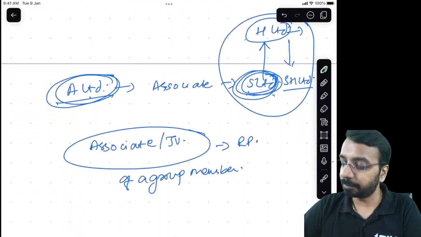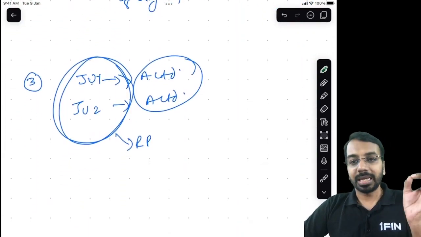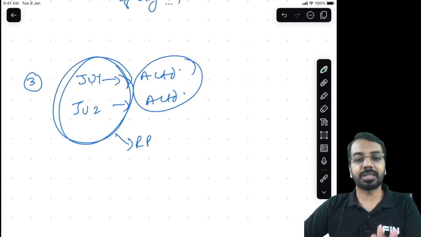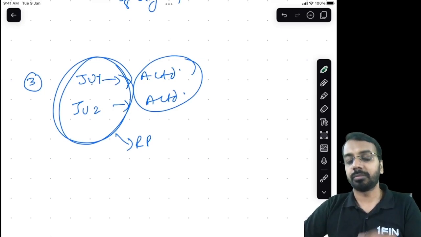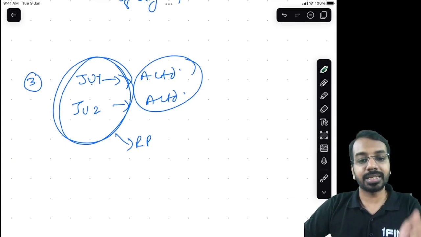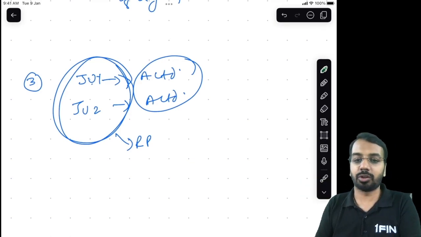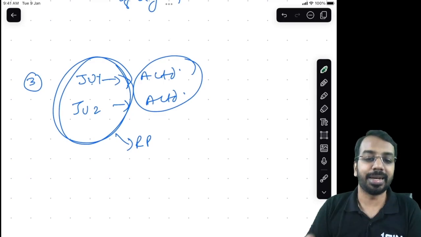Okay. Then, so far what we have discussed. First one is member of the group. If they are the member of the group, then a related party. Second, we have seen that if there is an associate or joint venture of the entity or a member of the group, then also it is a related party. Third, if both the entities are joint ventures of the same third party, means there is joint venture 1, joint venture 2, both of them are joint venture of a single third party, then also it is a related party.